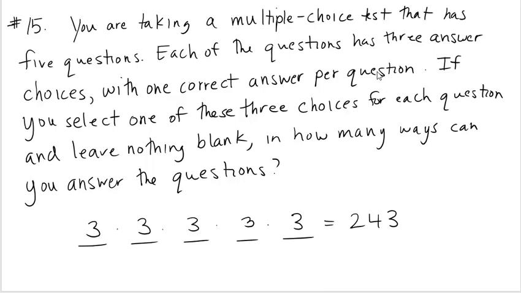243 possibilities and only 1 way to guess all 5 right answers. That comes out really close to 0.4%. It's less than 1% of the time. That's the kind of stuff that math people would use this for, find probabilities.